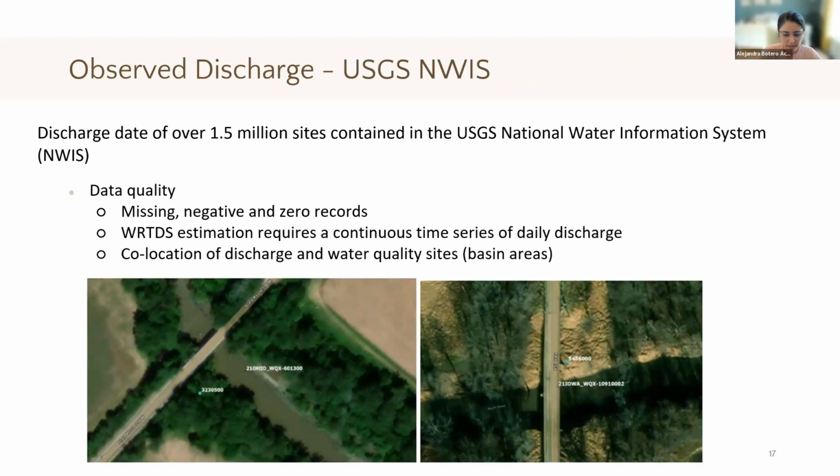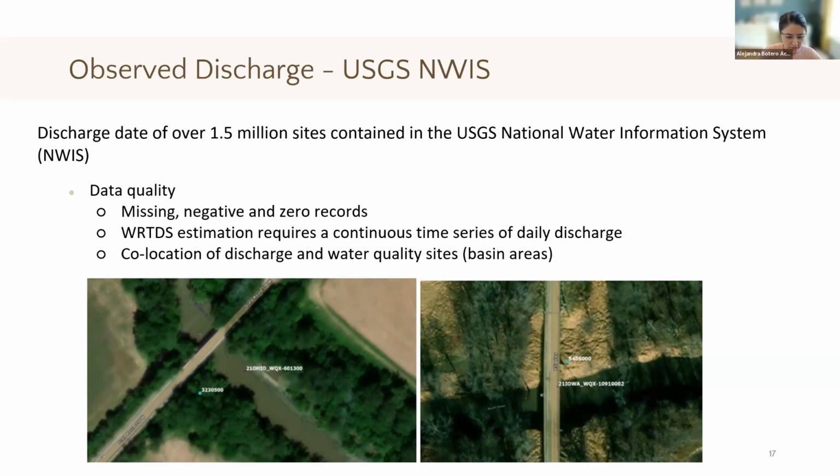And this data set also has some data quality issues like missing, negative, and 0 records. And for our method for the WRTDS, we require a continuous data of stream flow in order to perform the analysis. We also need to use a stream flow and water quality sites that are co-located.